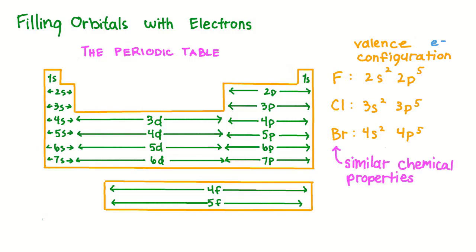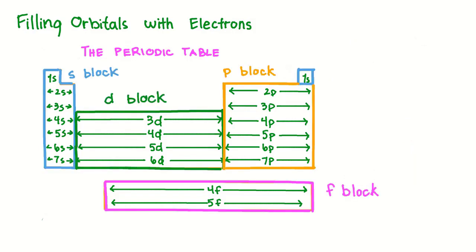This is why elements in the same group tend to have similar chemical properties. The periodic table is often divided into blocks, corresponding to which orbitals are filled there.